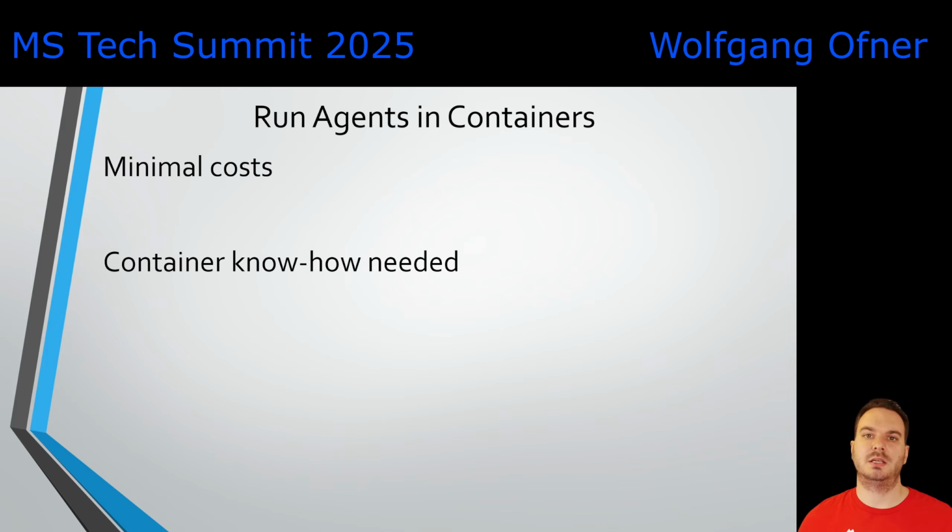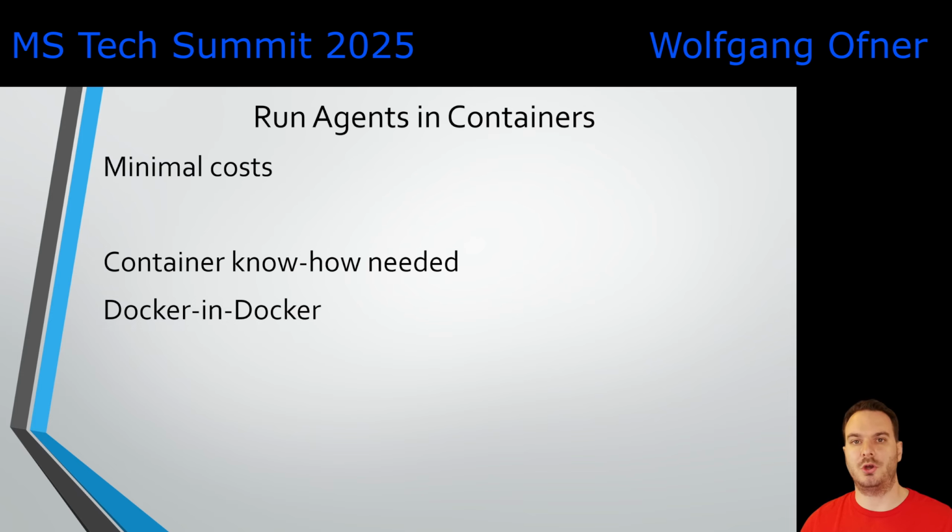The downside of running your agent in containers is that you have to know how containers work. This means you have to know how to create a Docker file, how to install software in the Docker file, and if something is going wrong, how to troubleshoot it. Another downside or kind of problem is how to build a Docker image with your container.